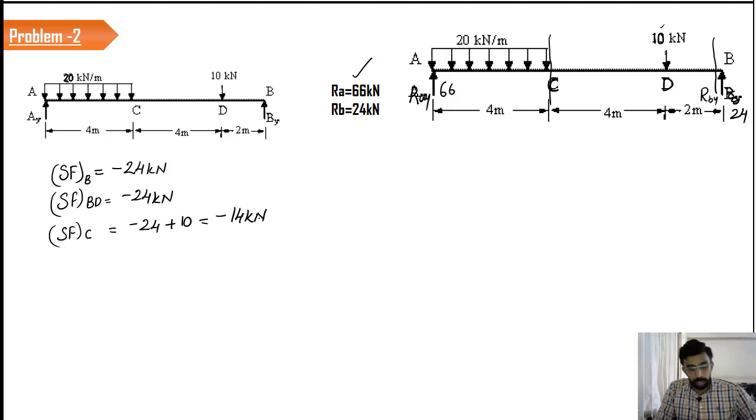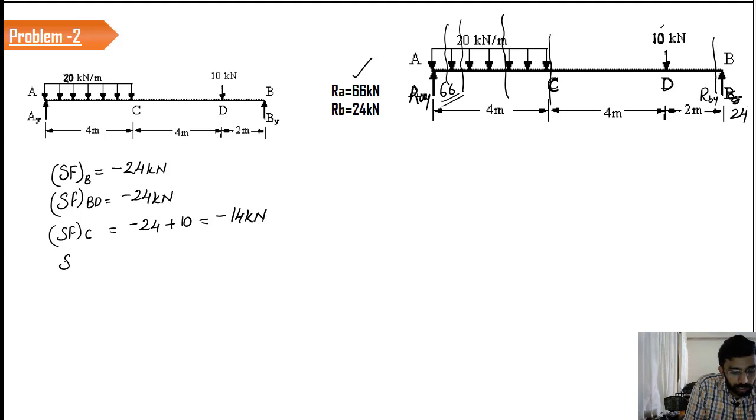Now look here. When you travel from C to A and take a section here, the value of the load is increasing. When you take a section here, again the value of load is increasing. So what are you supposed to get at the location of A? You are supposed to get the value as 66. Now let us see whether we get that value or not.